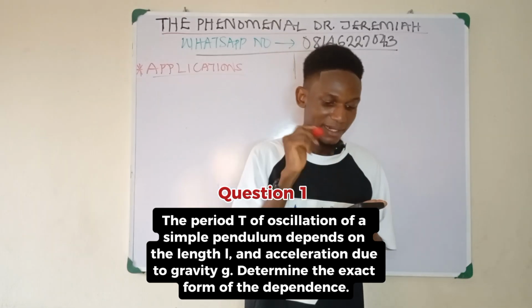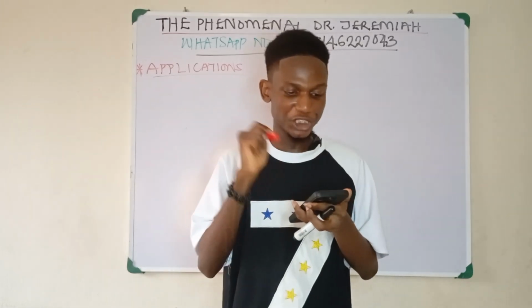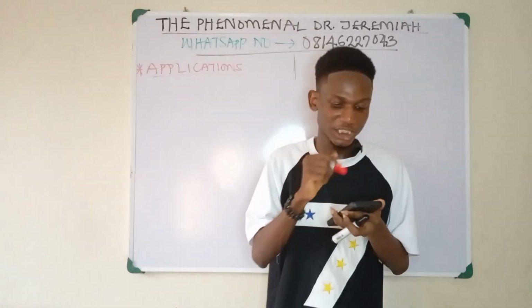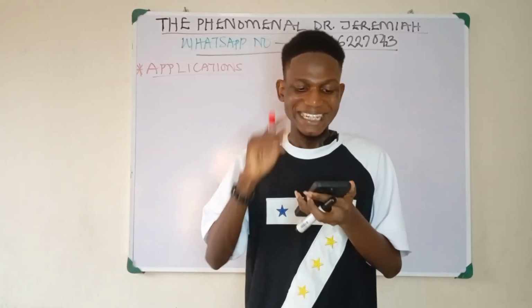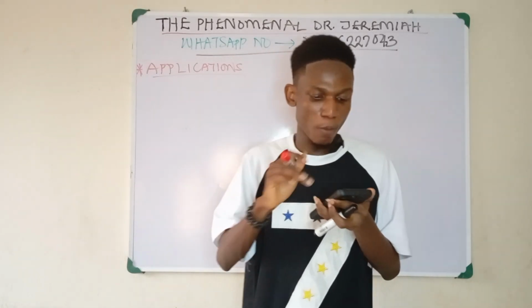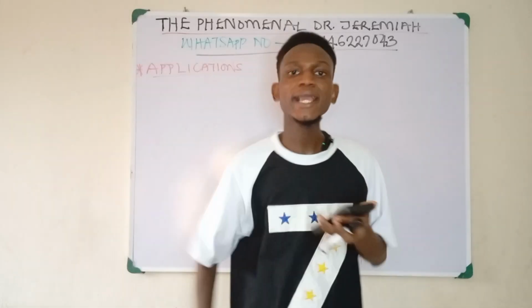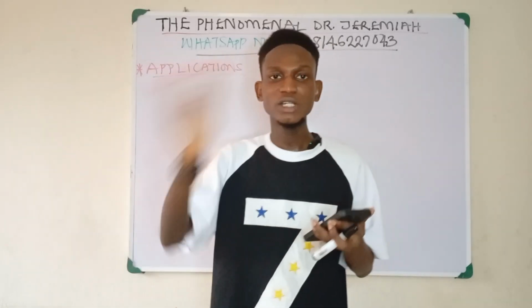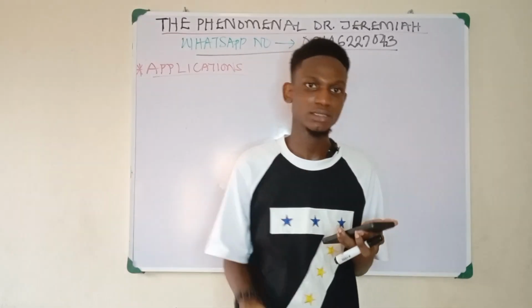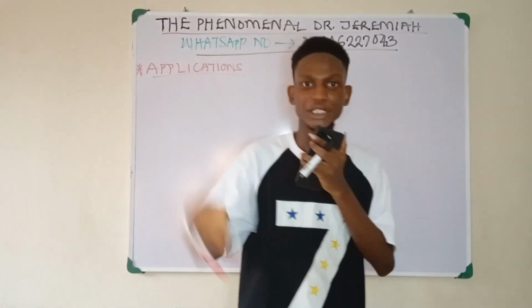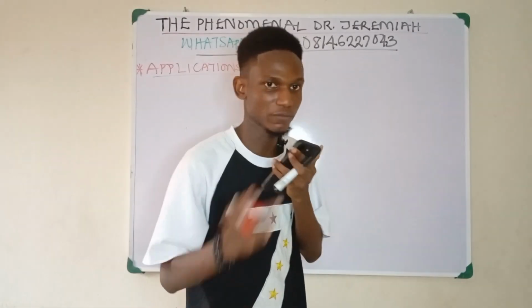So here I have: the period T of oscillation of a simple pendulum depends on the length L and acceleration due to gravity g. Determine the exact form of the dependence. Now, this is for those writing WAEC, NECO, 100 level exams, and all that. JAMB will not ask you this if you're writing JAMB, but this is just for you, for extra knowledge. So you'll do this very soon.